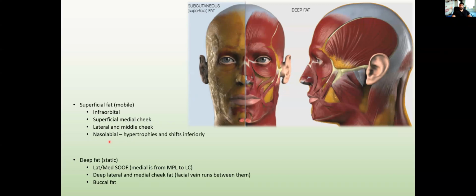Keep in mind, not every fat pad will atrophy, which means get smaller. The nasolabial superficial fat pad tends to hypertrophy as we age. So it gets bigger, and then we have a little shift inferior laterally as well, which obviously is why we tend to get our marionettes. And then we have your deep fat as well, which consists of your SUF, which we'll be talking about later on, and then your deep lateral and medial cheek fat, and lower down, your buccal fat.